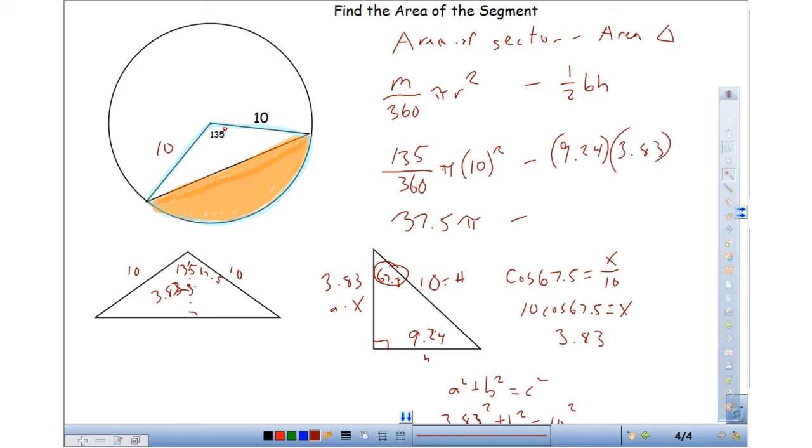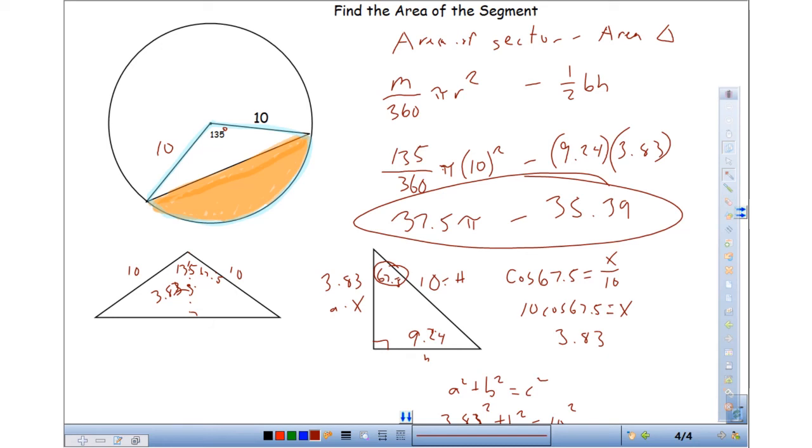Okay, so 9.24 times 3.83 equals 35.39. And now I'm just going to take these two numbers and subtract them. All right, so let's do that. 37.5, now I need to put pi in my calculator, minus 35.39 equals 82. So this area is approximately 82.42 units squared, because it's an area.